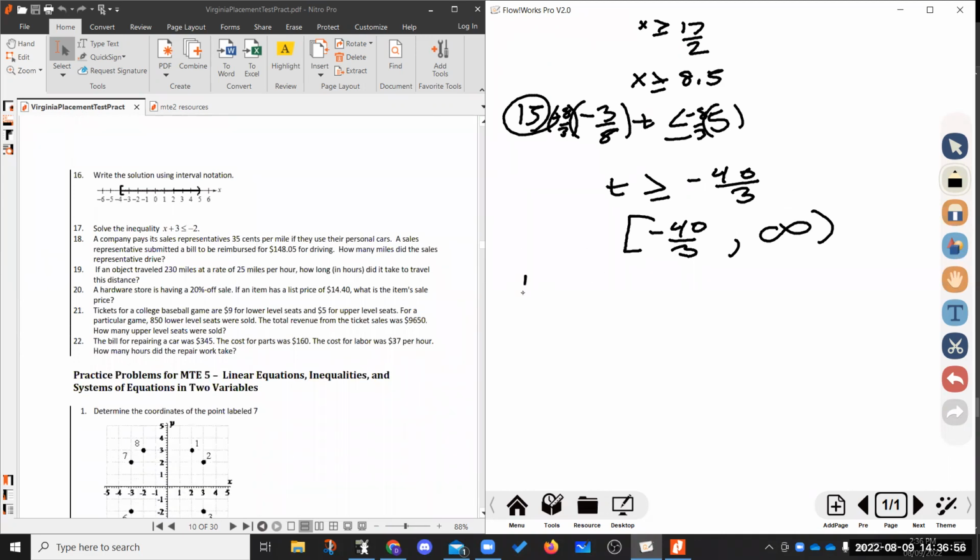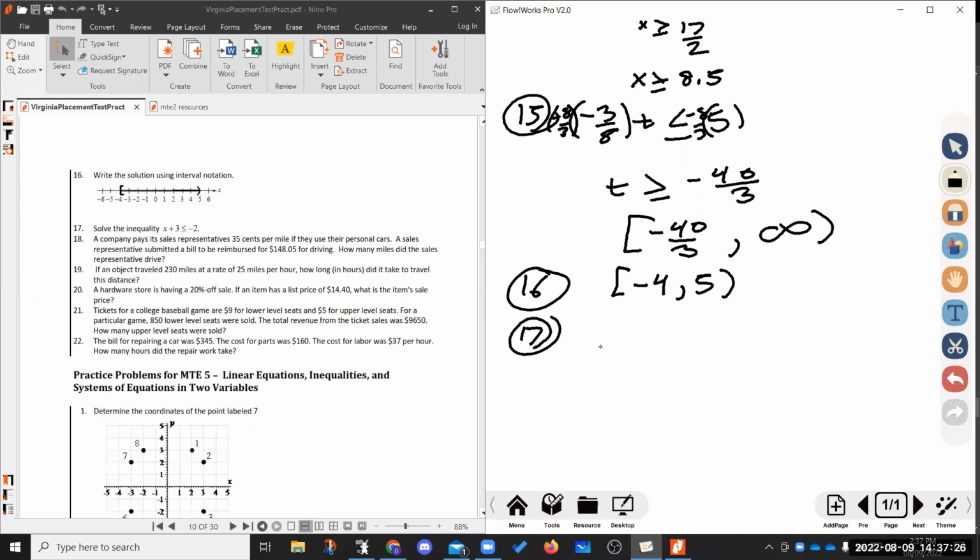Number 16 wants me to write the solution in interval notation for the given solution set on the number line. So they've actually already basically drawn it out for me, that if there had been a solid dot there, that would be the same thing as this closed bracket. And if there had been an open circle here, that would be the same thing as this parenthesis. But they want us to have interval notation -4 to 5 like that.